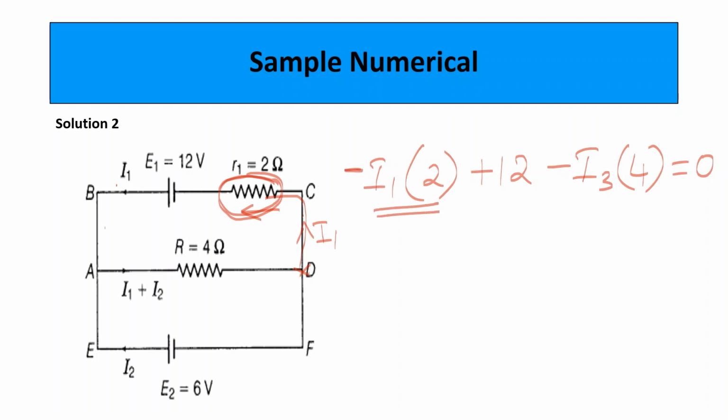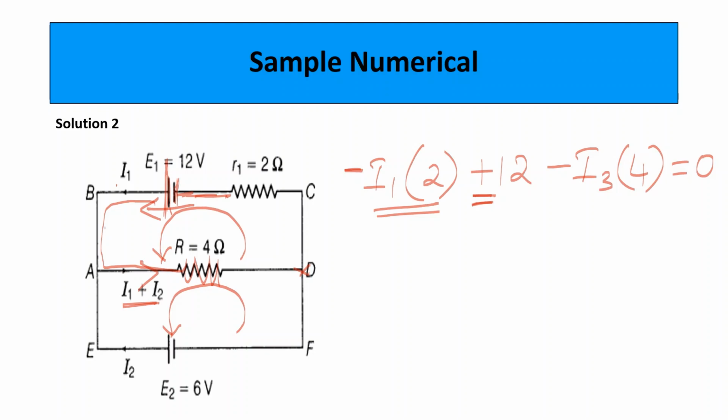This negative sign is because the current direction assumed is counterclockwise. You must assume the current direction when you choose the loop. When it reaches the cell, it is from negative to positive, from low to high. Low to high, it will be high, therefore positive sign. When the loop reaches the resistor R equal to 4 ohms, the current is I1 plus I2, which is equal to I3. Therefore I3 into 4 will be the voltage drop across this resistor. And what will be the sign? The assumed current direction is in this way, and I1 plus I2 equal to I3 is also in the same direction. Therefore, minus I3 into 4.